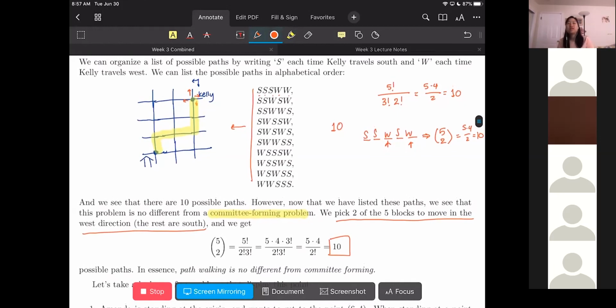So what we want to illustrate with this problem is another class of problems that we can solve with these combinations and committee forming techniques, which is path walking. If we want to count the number of paths to get somewhere, we can think about it as how many ways there are for me to choose the blocks of going in one direction. Any questions on that? We can go through some examples.